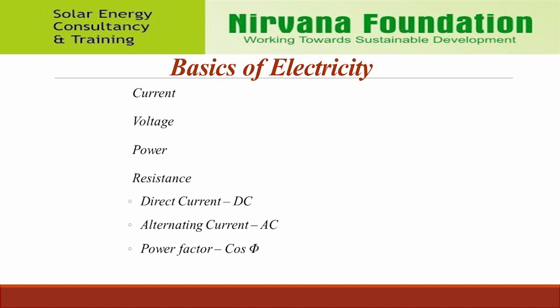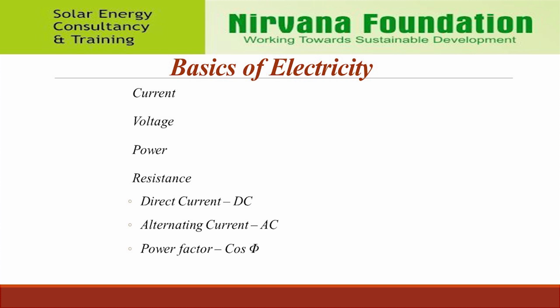Resistance. Resistance is an electrical quantity that measures how a device or material reduces the electric current flow through it. The resistance is measured in units of ohms. Direct current, DC. Direct current is an electric current that is unidirectional, so the flow of charge is always in the same direction. Alternating current, AC.